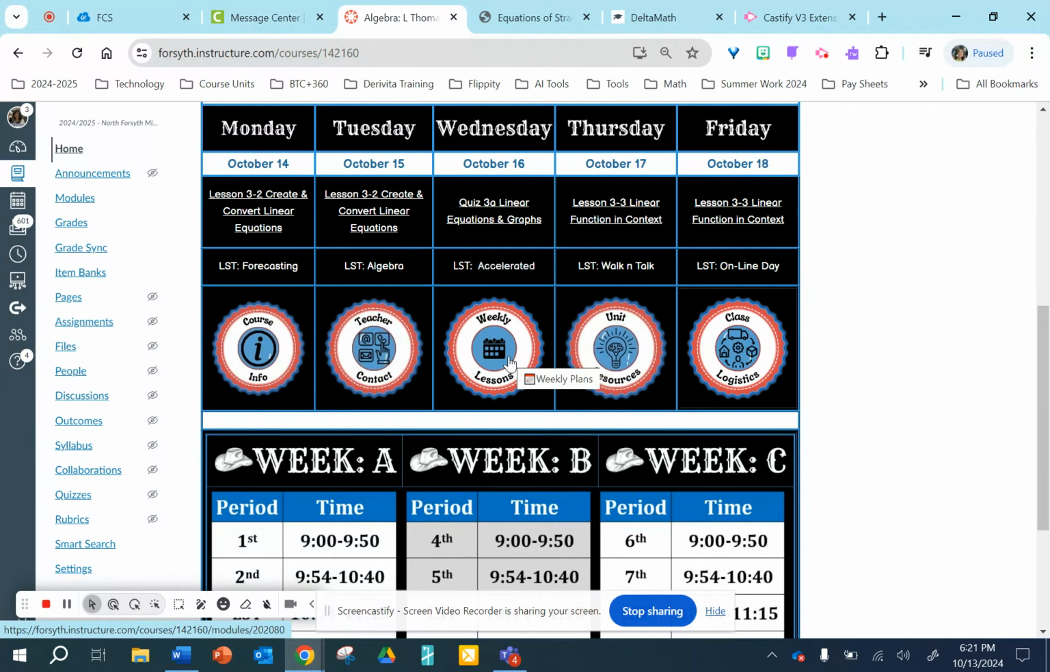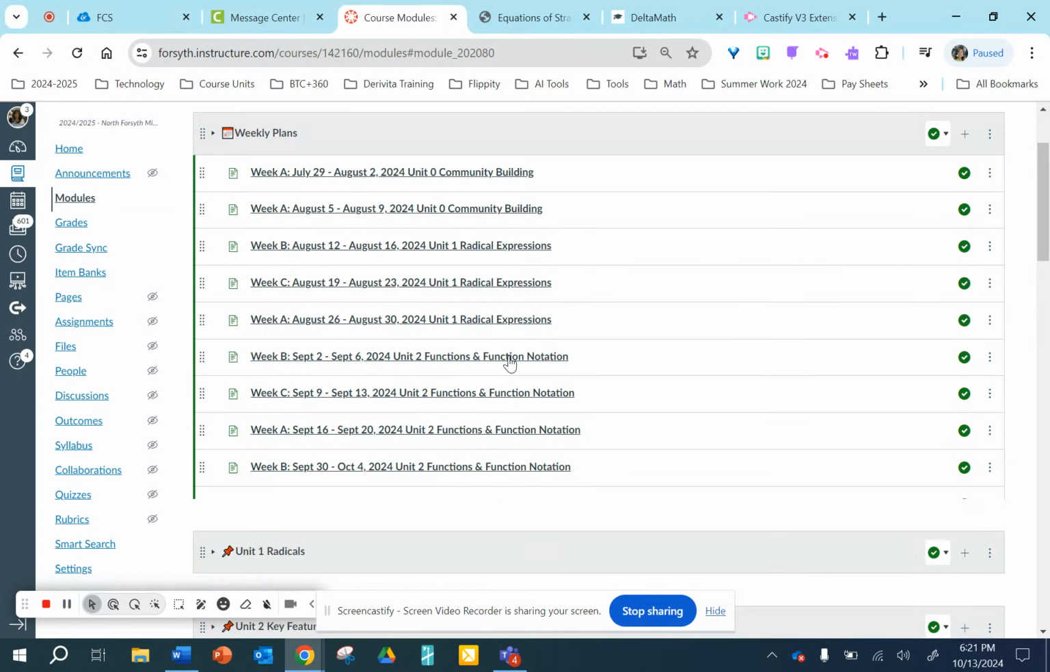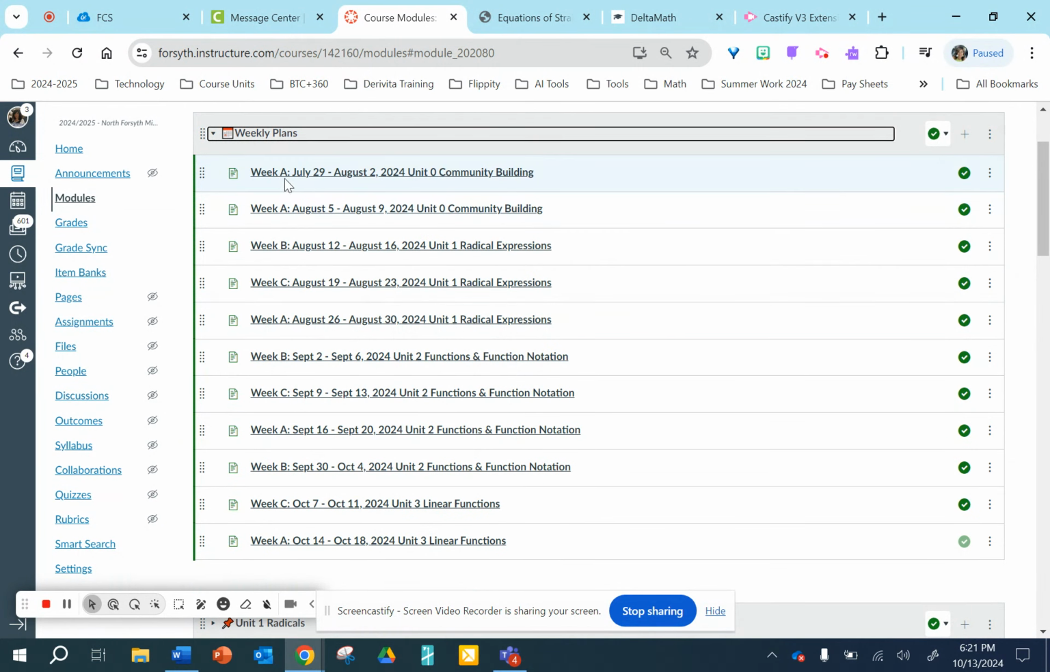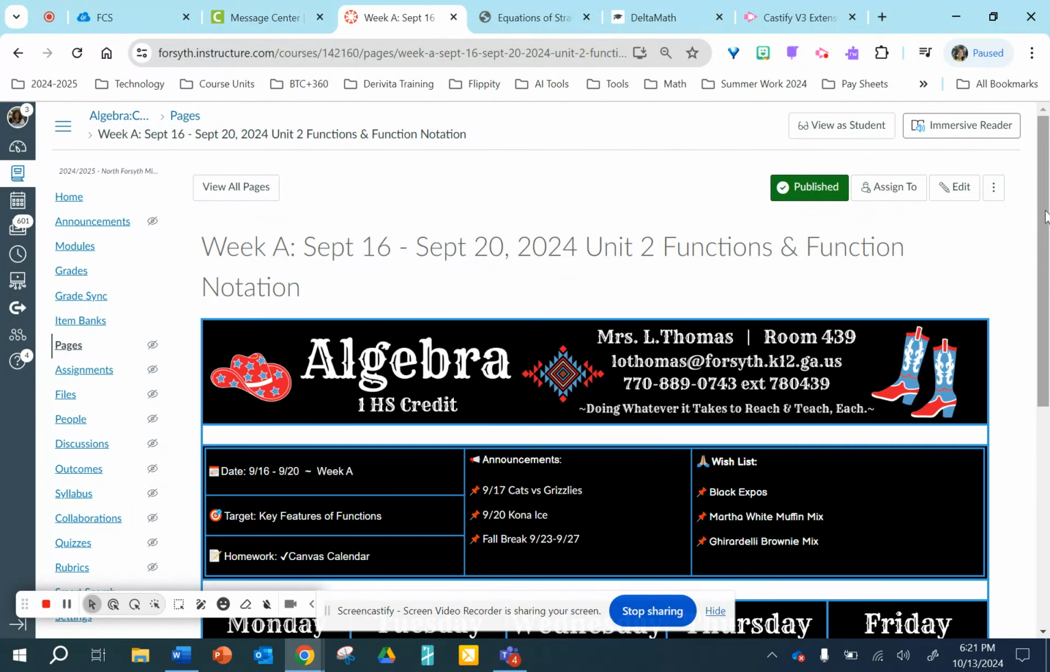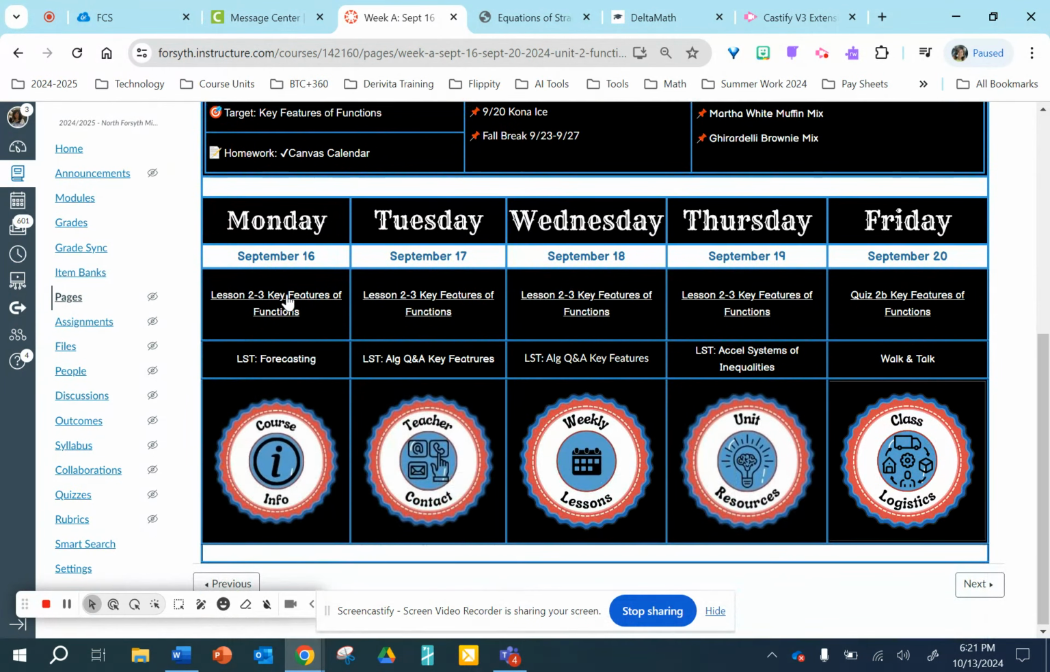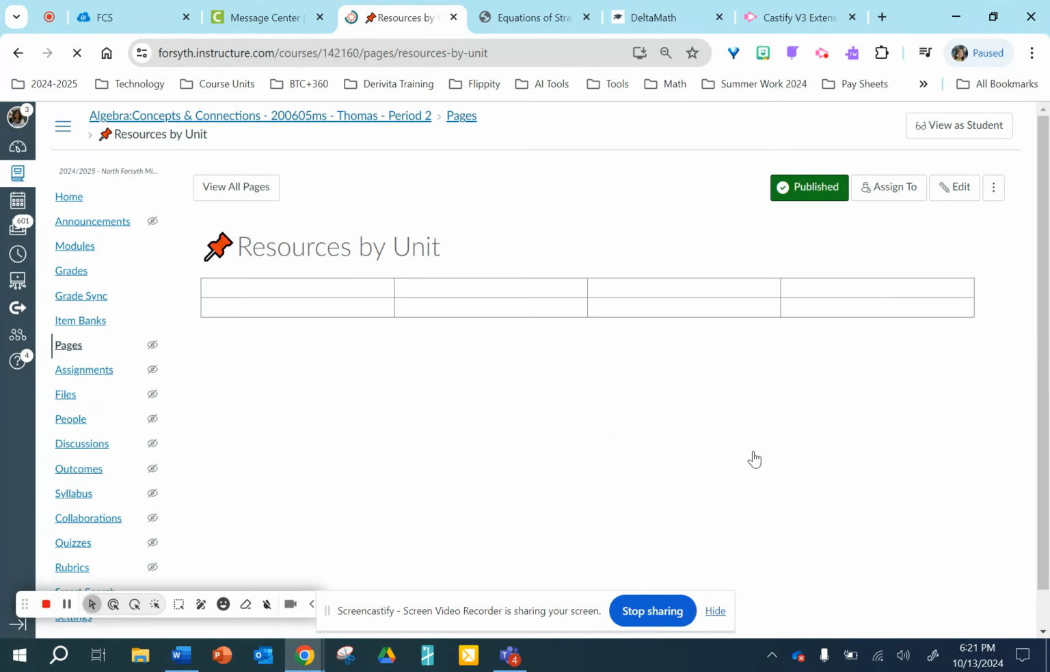The weekly lessons. So if your student was out last week or the previous week or in a particular week and they wanted to access, it is very organized, and let's just say they were out on this week, September the 16th, it would take them to that week's front page, and then they could access whichever day they were absent.